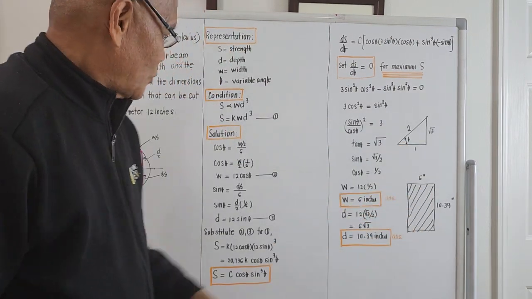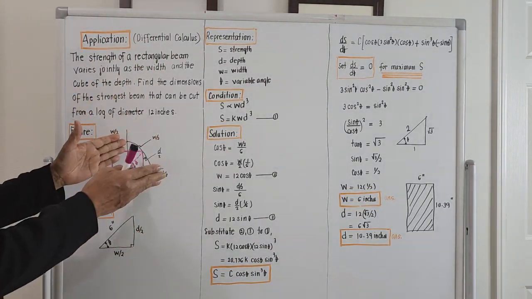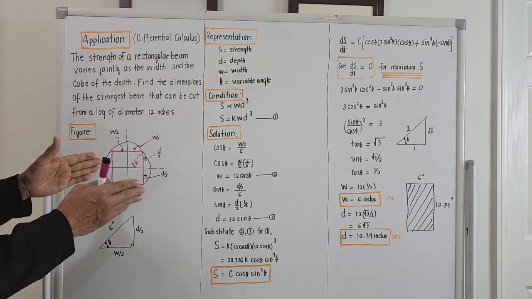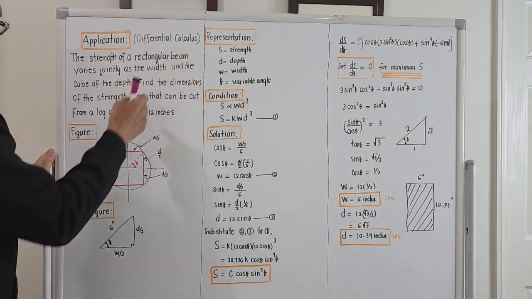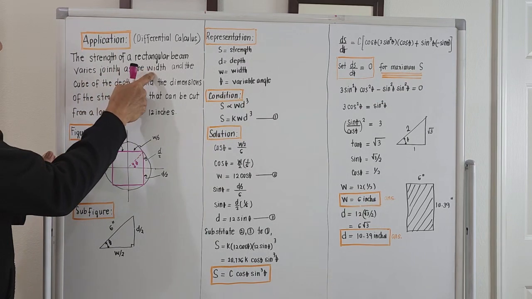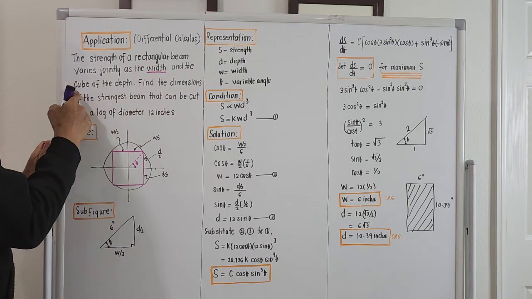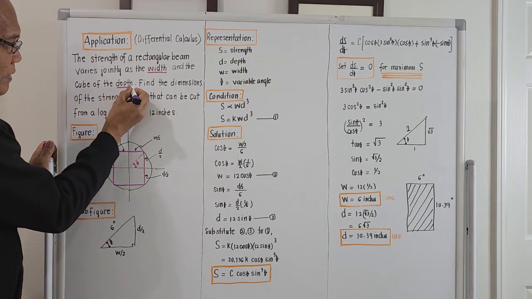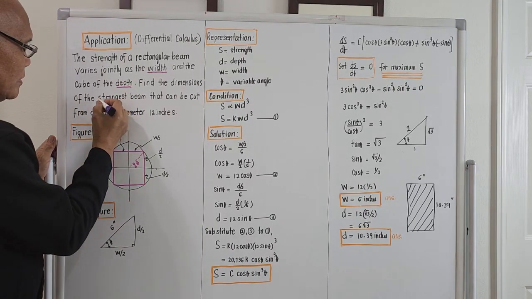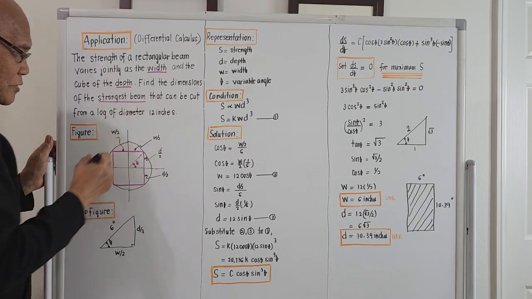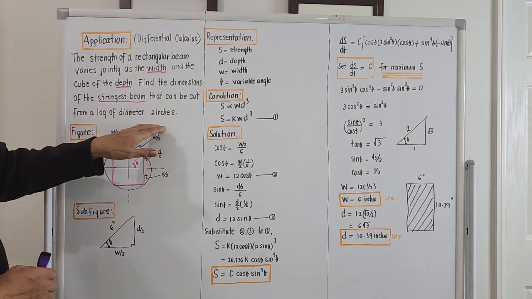Let's proceed with the problem. I will try to read the problem. I write the problem so we could visualize what it emanates from. The strength of a rectangular beam varies jointly as the width and the cube of the depth. Find the dimensions of the strongest beam that can be cut from a log, the diameter of which is 12 inches.